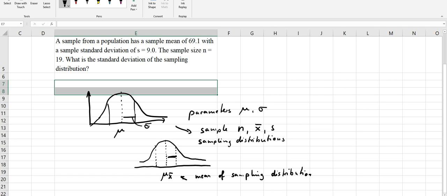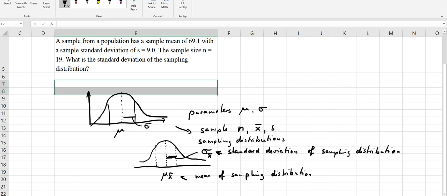Again, it has here the standard deviation, and in this case we have a population standard deviation, and it is the standard deviation of the sampling distribution. So that is the standard deviation of the sampling distribution. And that is actually what we are looking for.